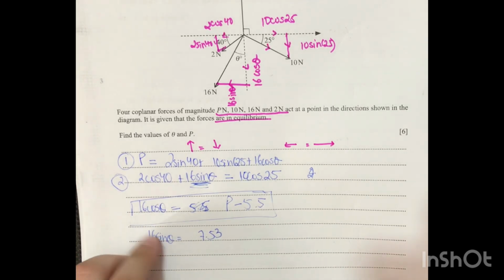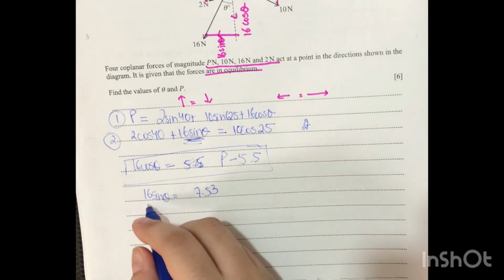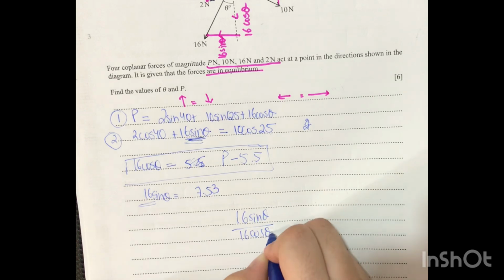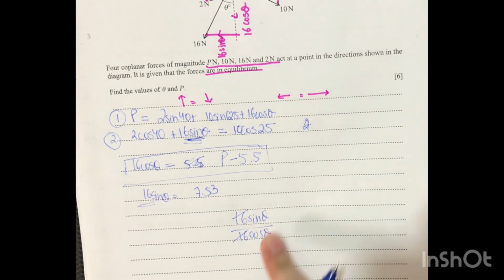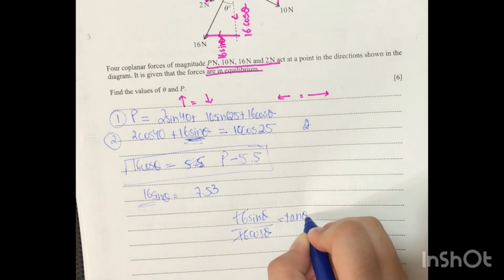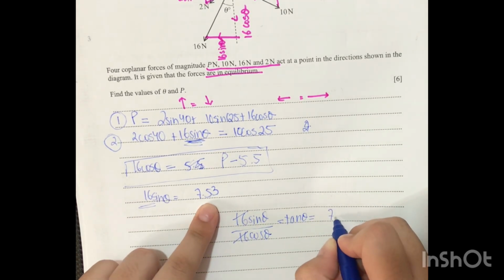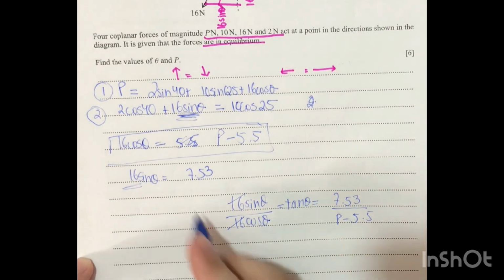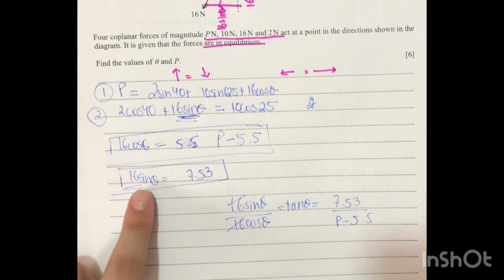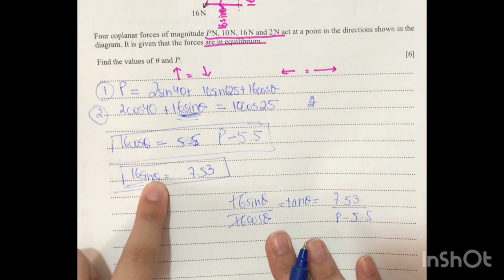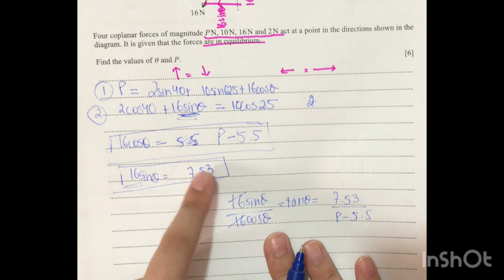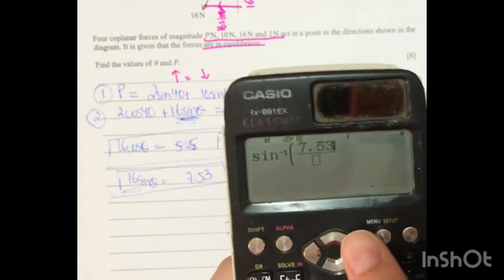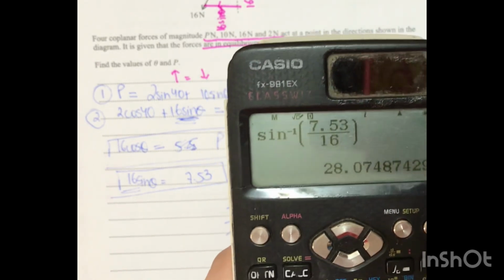Now we know that sin theta over cos theta is equal to tan theta. When we write it like this, the 16 will cancel out, and sin theta over cos theta is equal to tan theta. So that means this will equal 7.53 over P minus 5.5. Now we have this equation and this equation. So now we can find the value of theta by simplifying this. That means sin theta is equal to 7.53 divided by 16. That means theta will equal sin inverse 7.53 over 16, making theta 28.07.